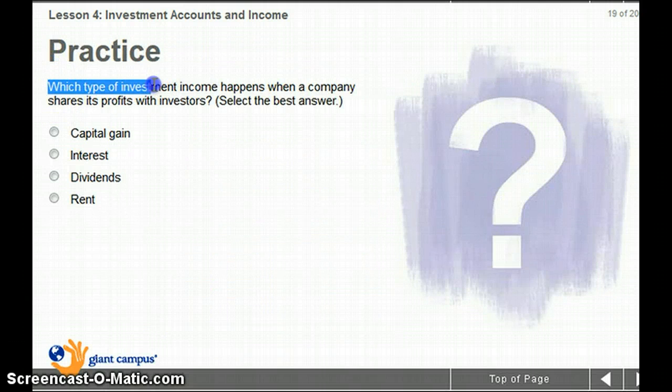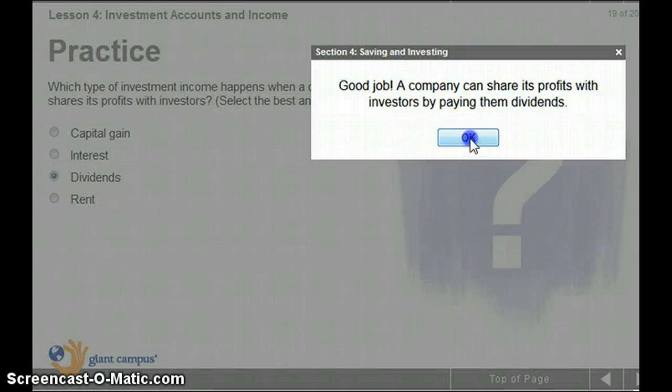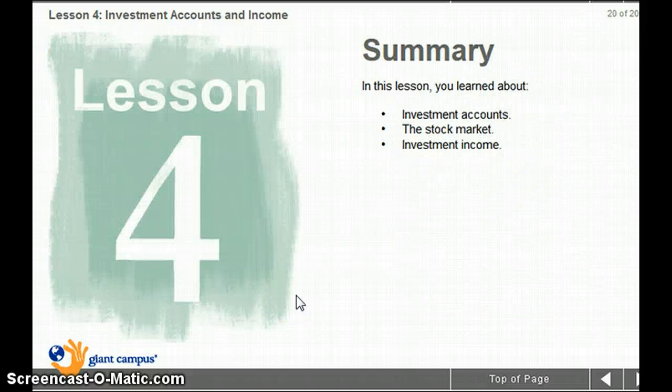So which type of investment income happens when a company shares its profits with investors? Capital gains, well, that's the money I make on an investment. Interest is the money I make on loaning money. Dividends is when someone gets profits shared. A dividend is when a company decides to share its profit with its investors. So in this lesson you learned about investment accounts, the stock market, and investment income.